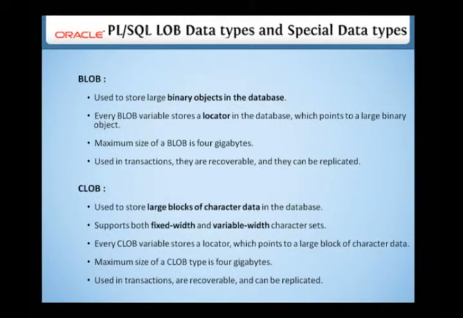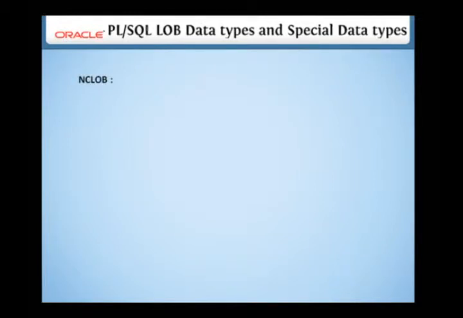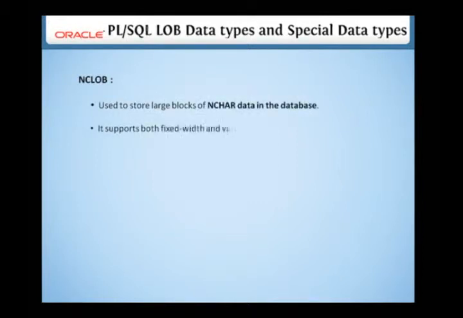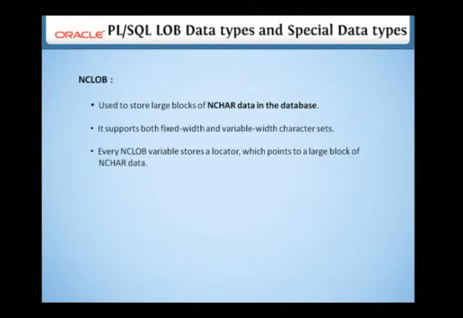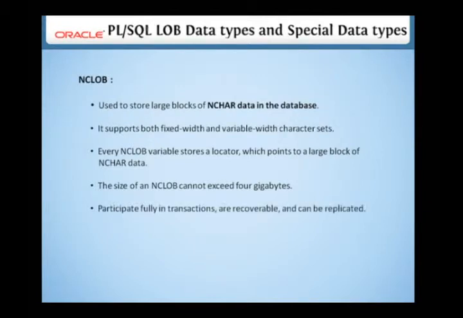And finally, we'll discuss type NCLOB. NCLOB data type is used to store large blocks of nchar data in the database. It supports both fixed width and variable width character sets. Every nclob variable stores a locator, which points to a large block of nchar data. The size of an nclob cannot exceed 4 gigabytes. Nclob data types participate fully in transactions. They are recoverable and can be duplicated.